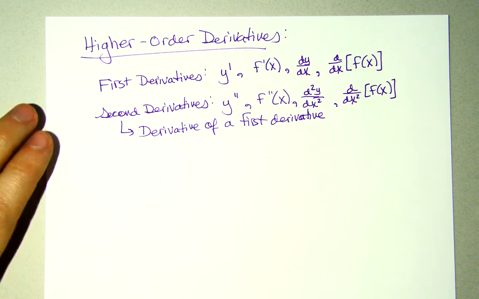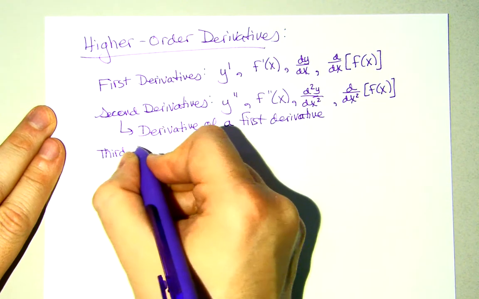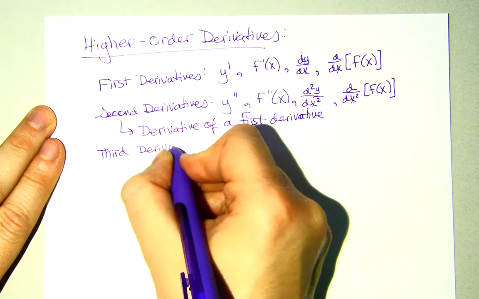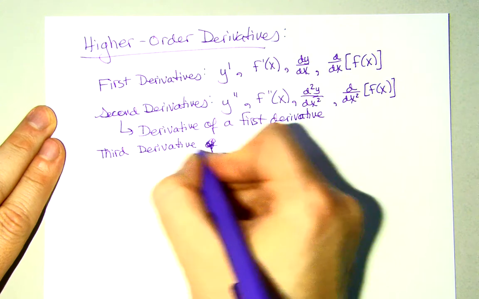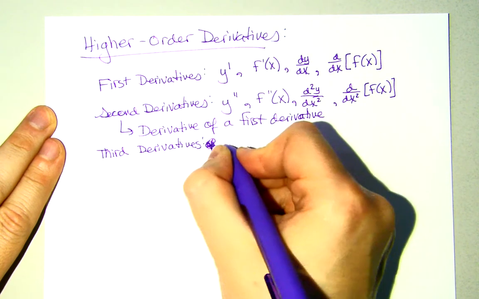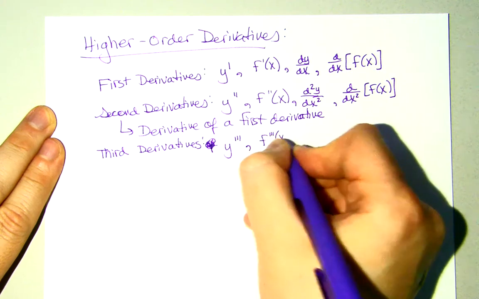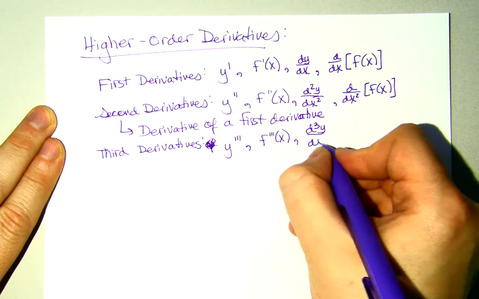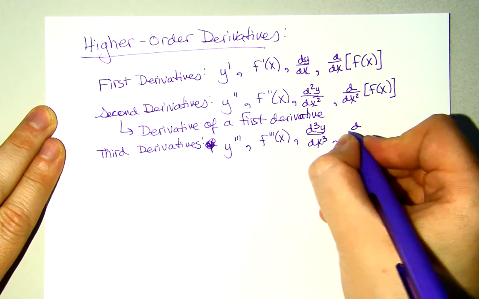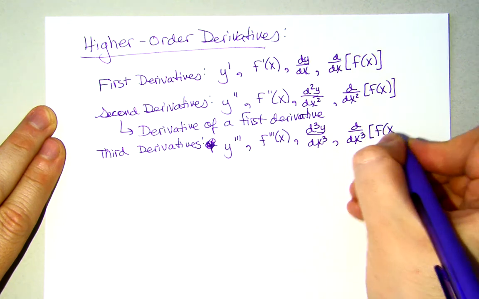But there's nothing that says we have to stop with second derivatives. Third derivatives. The third derivative is the derivative of the second derivative. Our symbols: y triple prime, f triple prime of x, d cubed y dx cubed, d dx cubed of f of x.